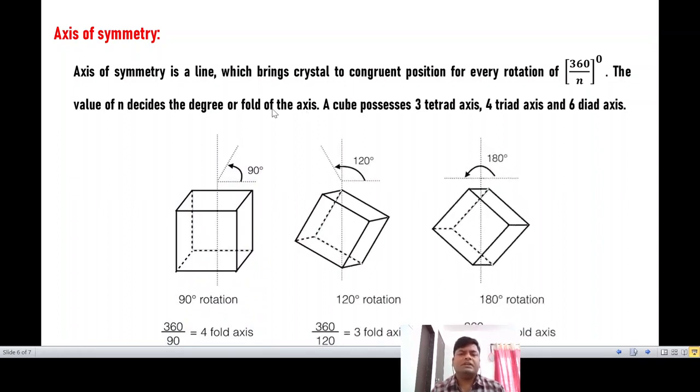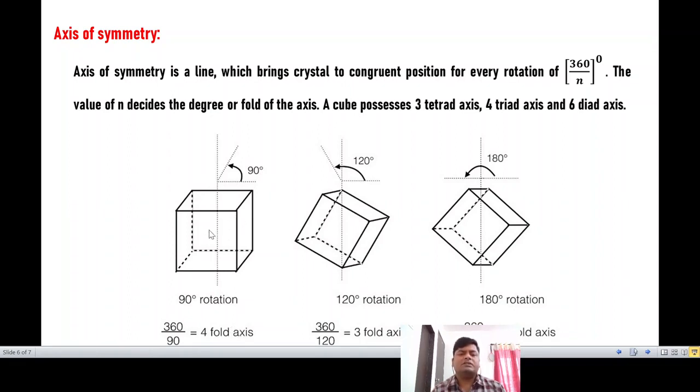So basically the fold of the axis tells us the number of times we can rotate the crystal so that it comes to its identical situation or congruent position, or its previous state. So that is about the fold axis.